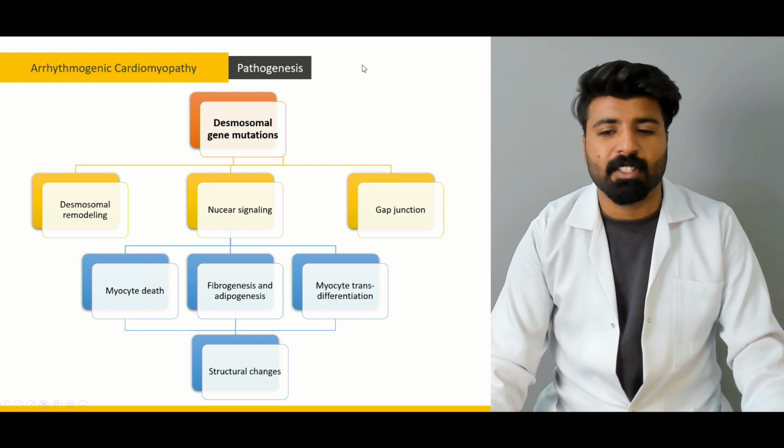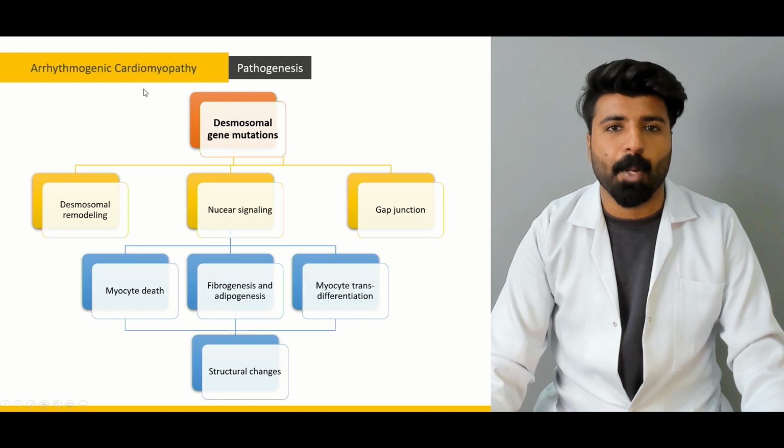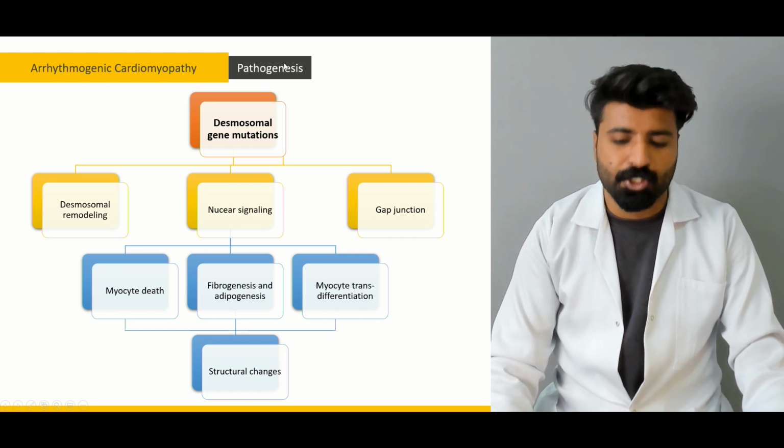On the other hand, we have these gap junctions which will lead to arrhythmogenic cardiomyopathy. They will also be a consequence of desmosomal gene mutations.